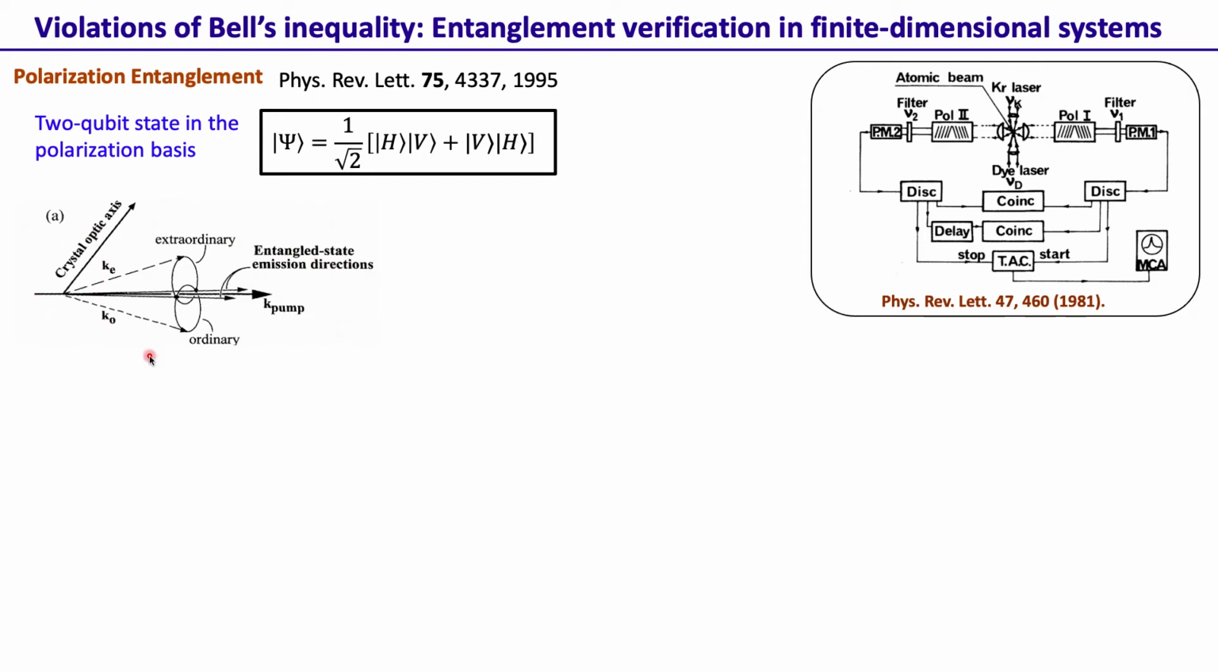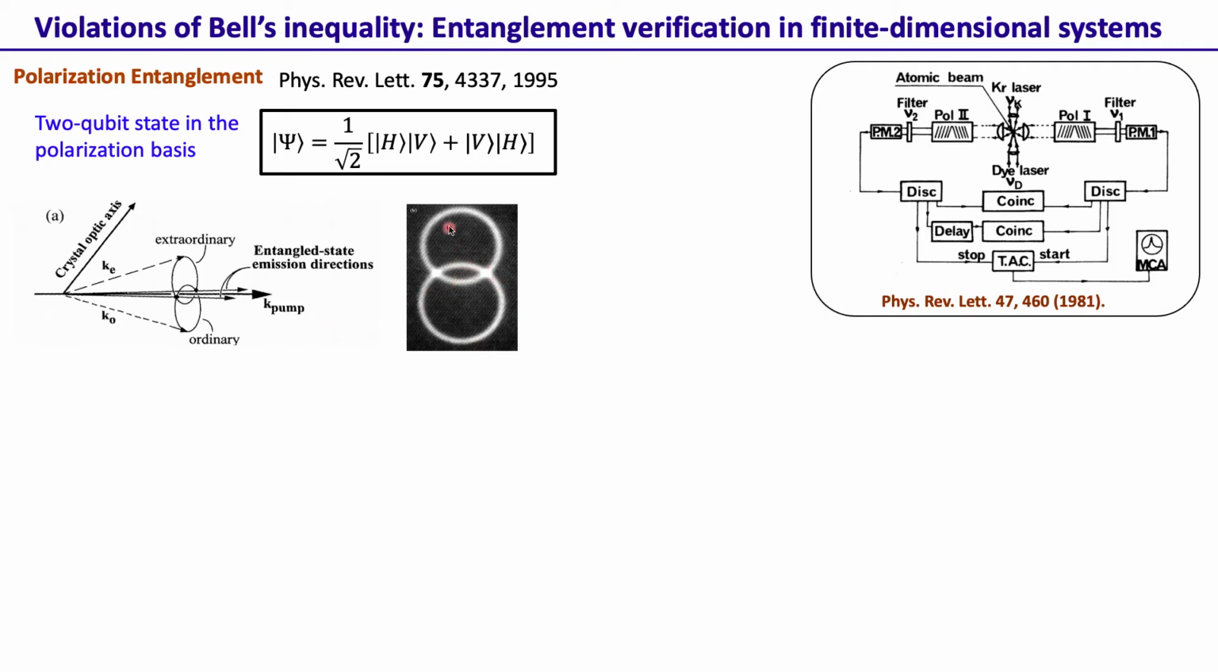This showed a much better violation of Bell inequality using the photons produced by parametric down conversion. The earlier one was an atomic cascade, and this was parametric down conversion. So here we have a type 2 polarization entangled photon. It's coming from the BBO crystal, and it's type 2, that means the signal photon is horizontally polarized, and the idler photon is vertically polarized.